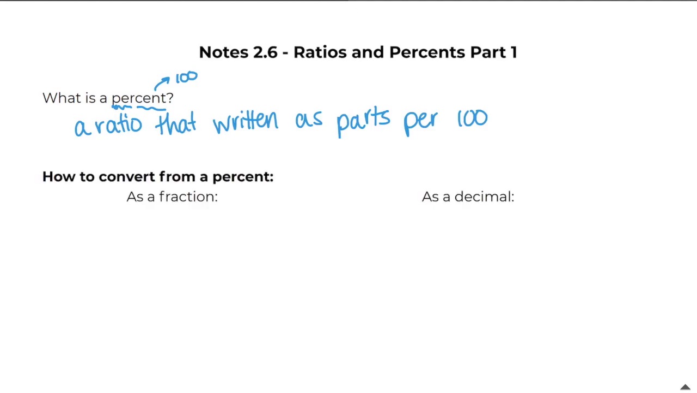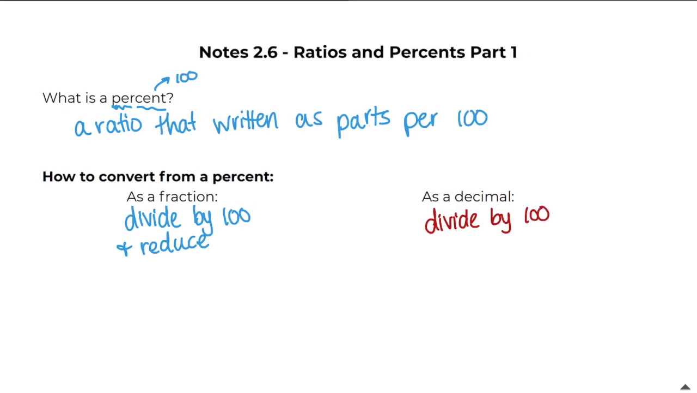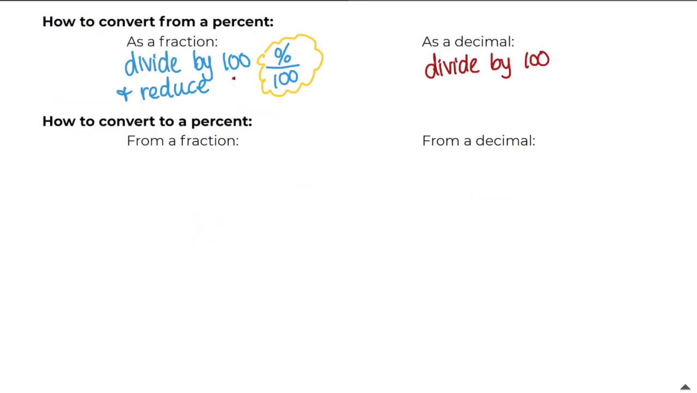So how do we convert from a percent to a fraction? All we have to do is divide that percent by 100, because a percent is always out of 100, and then we would reduce that fraction. To convert a percent to a decimal, you just divide that number by 100 and you will get a decimal. For a fraction, you would write it over 100 and then reduce. I'll show you how to do all of these in a couple of examples in a minute.